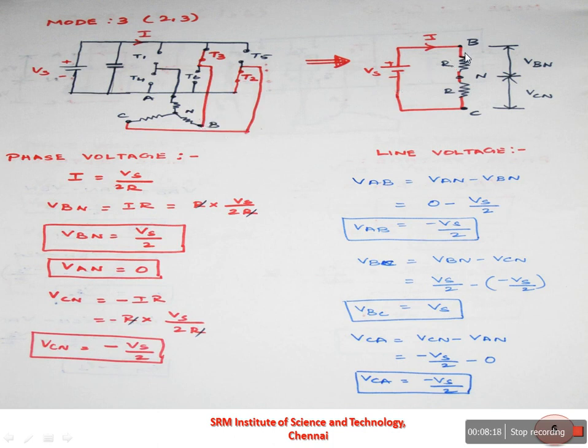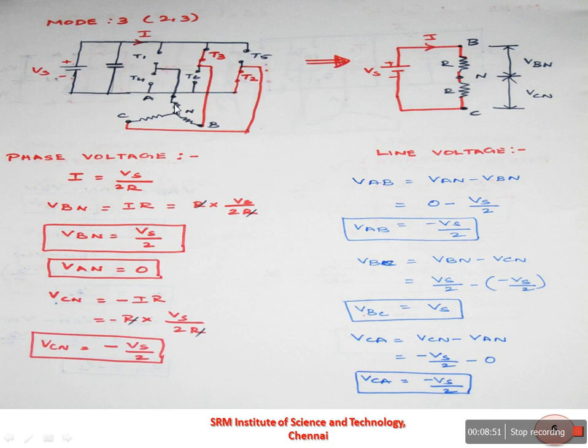So here the B phase has been connected to the positive of the supply input and C phase has been connected to the negative of the supply input. So using this equivalent circuit, we can find out the phase voltage of VBN as well as VCN. As we all know, I is equal to Vs by 2R. So you can find out what is VBN. The VBN is equal to I into R. So we can substitute this I value here as Vs by 2R into the R value. You can find out VBN is equal to Vs by 2.